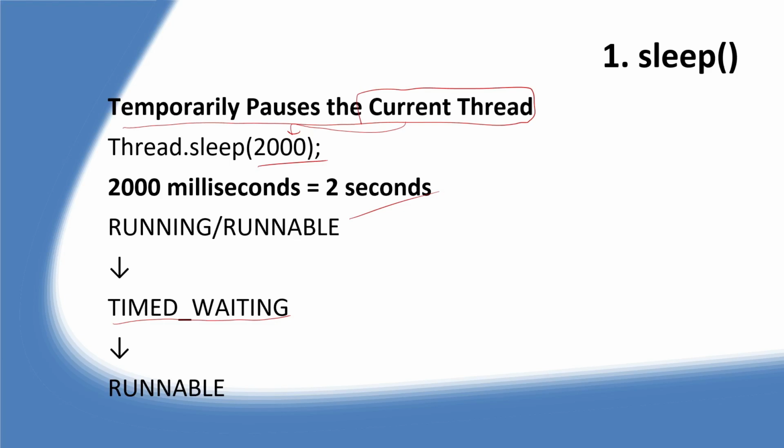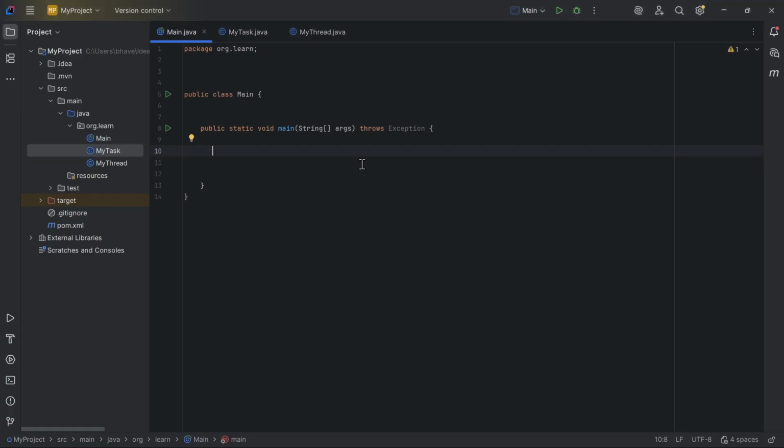But notice something important. We are calling sleep using the Thread class. That is because sleep is a static method, and for a static method we can directly call it with the class name, and it always affects the currently executing thread. So always remember, when we call the sleep method, it pauses the current thread for a specified amount of time. I will show you one example of how it works.